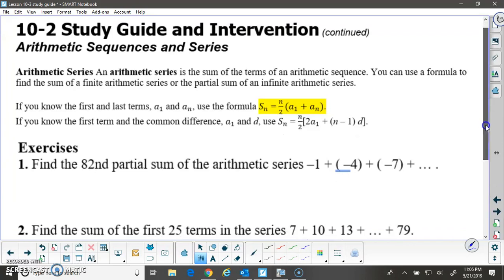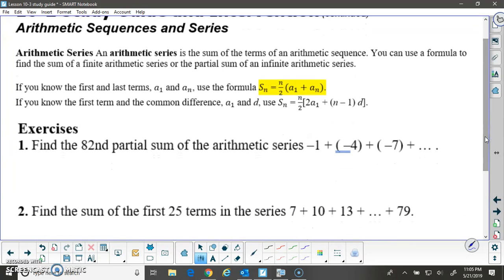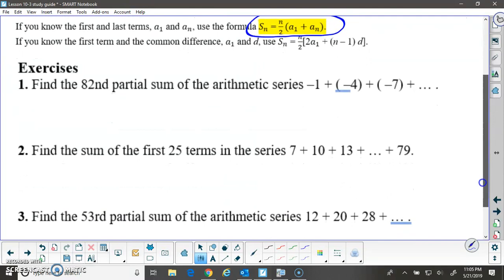All right, now finding sums. You can see that I've got a formula highlighted right here. That is for an arithmetic series. Three things you've got to know. You've got to know how many terms you're adding up, you've got to know the first term, and you've got to know the last term. So number 1 is an example.